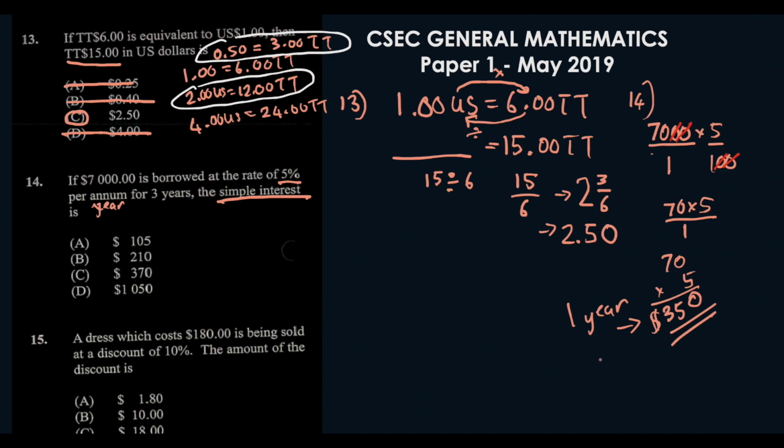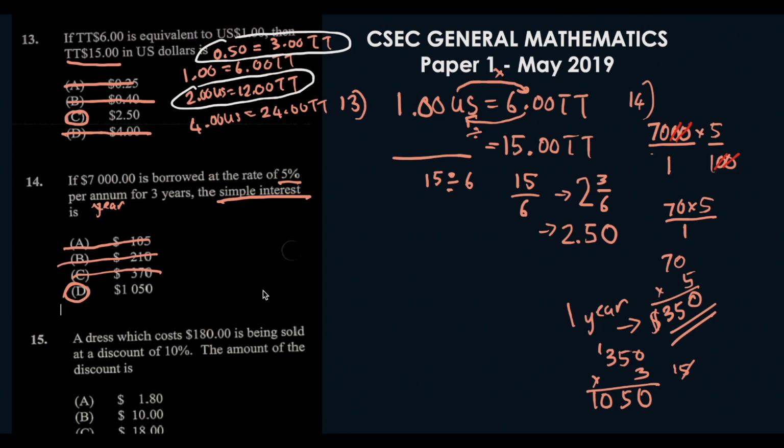So therefore, for 3 years, it's going to be $350 multiplied by 3. And already based on our answers, you can see that this can't work, can't work, can't work, because $350 times 3 is definitely higher than that. So 3 times 0, 0. 5 times 3 is 15. Put the 5 here, put the 1 over here. 3 times 3 is 9 plus 1, 10. So 1,050. So that's our answer.